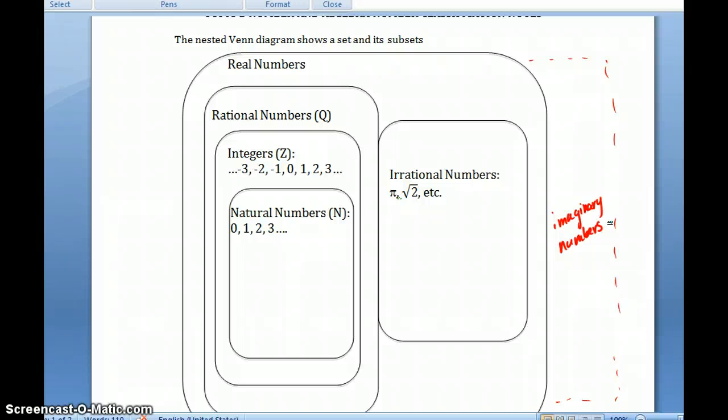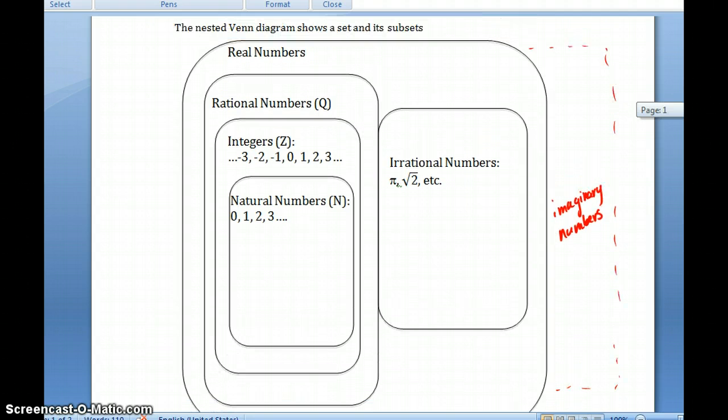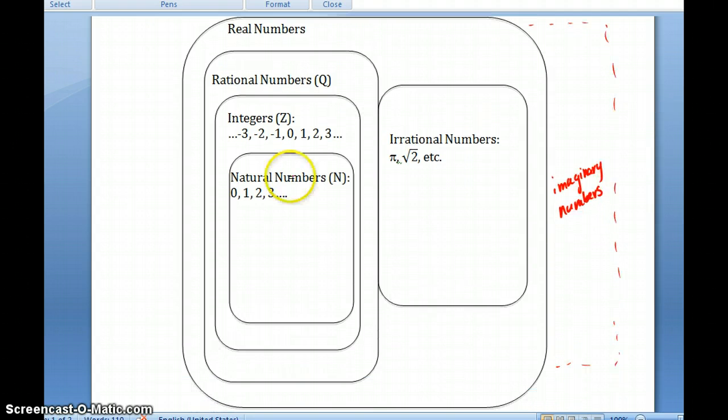Okay, going back to the rational numbers, let me just one more time talk to you about this idea of the nested Venn diagram. A natural number is a very specific kind of number like 0, 1, 2, 3. Natural numbers are also integers. You can see it right here in integers, and they're also rational numbers. So the natural numbers, if you will, are the lowest or the smallest subset.